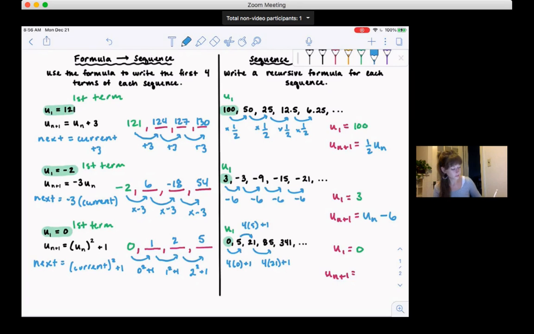So to get the next term, I would take the current term, multiply it by 4, so 4 times u sub n, and then I add 1. And you could think of right here, here's u sub n. u sub n is 0 in this case, so I did 4 u sub n plus 1. Now u sub n is 5, so 4 u sub n plus 1. All right, so that's an explanation of how to write recursive formulas for sequences.